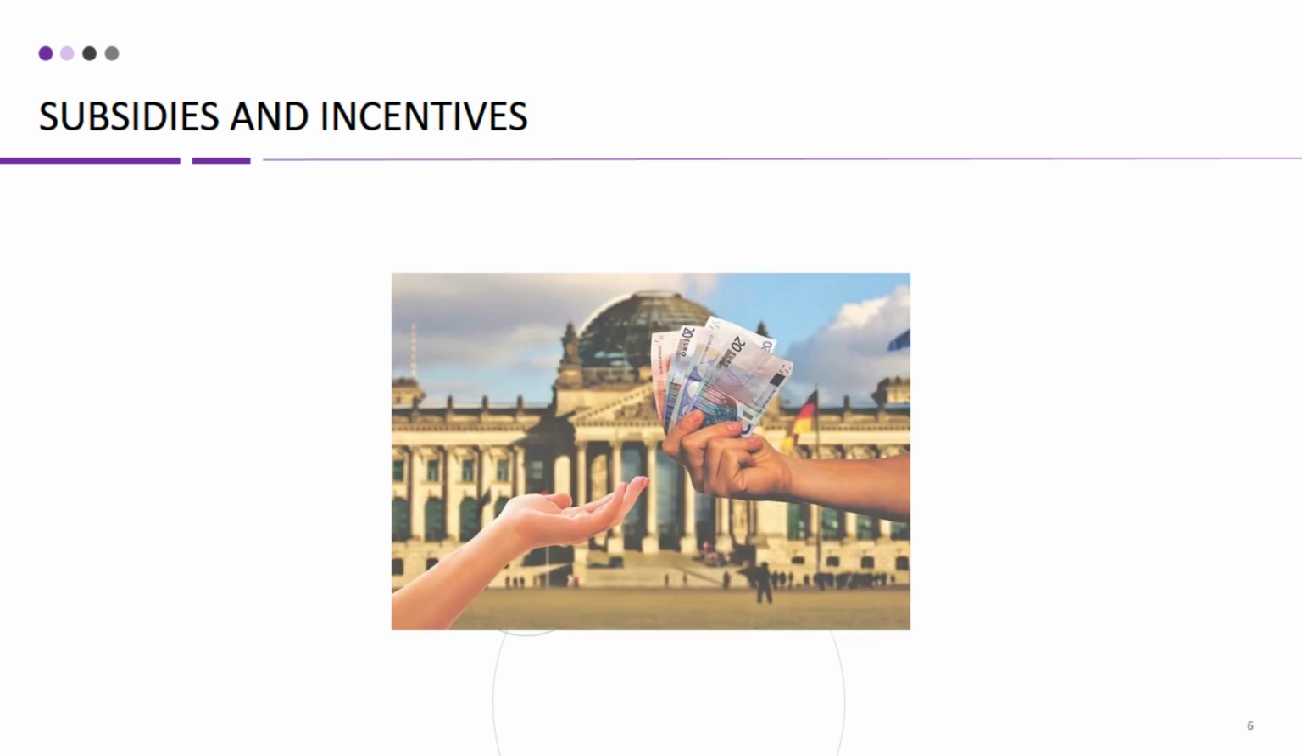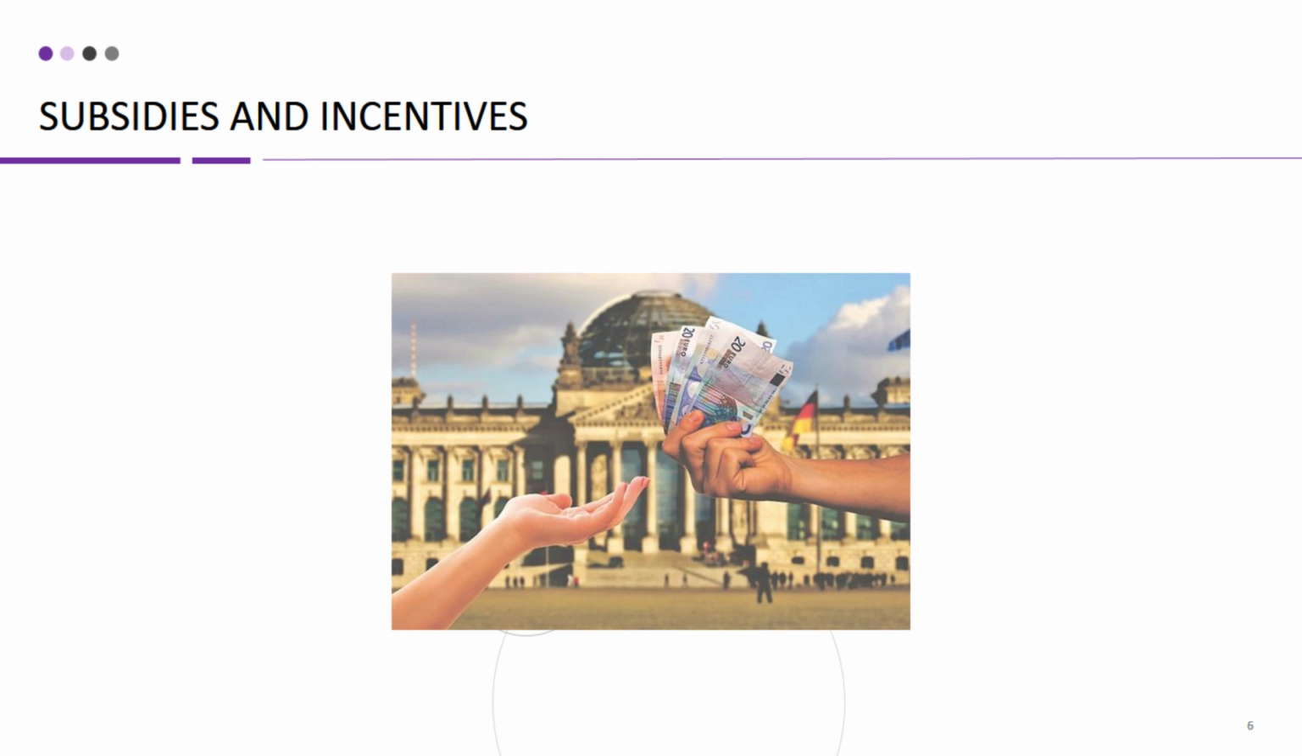The government can use subsidies and incentives to promote the development and use of nuclear energy. A subsidy is a financial assistance program in which the government provides financial assistance to the nuclear industry to reduce its costs or to lower the prices of nuclear power. For example, the government can provide tax credits or grants to companies that are investing in nuclear energy. These subsidies can help companies to offset some of the costs of building and operating nuclear power plants.